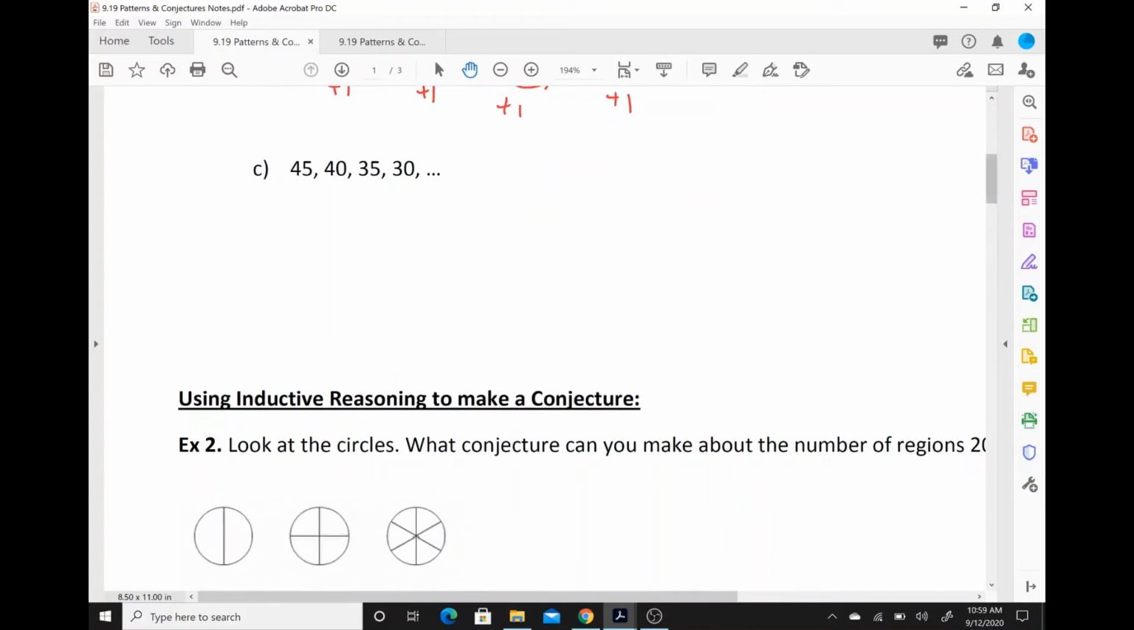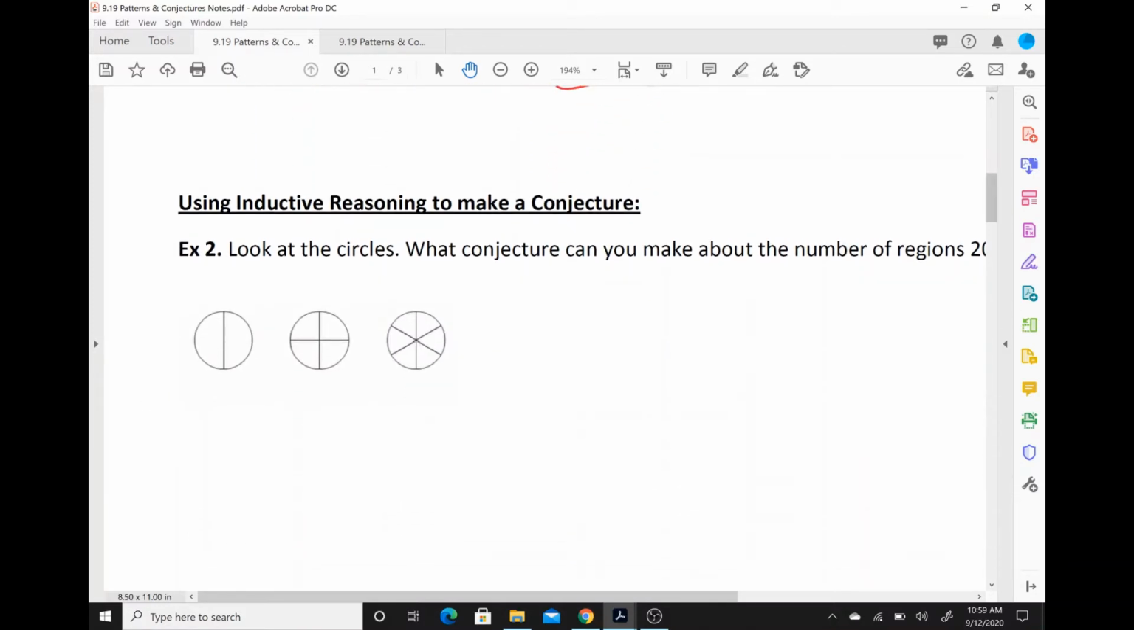All right, next we have 45 and then it's 40. Okay, so how could we do that? Take away 5? Okay, 40 to 35. Does take away 5 work for that? Yep. Okay, so it looks like we're subtracting 5 every time. So now we have to do 30 minus 5, which would give us 25. Then we do 25 minus 5, which would give us 20. So those would be the next two terms.